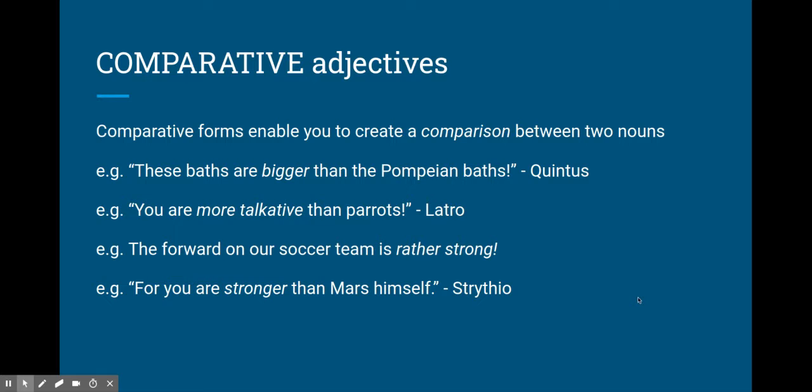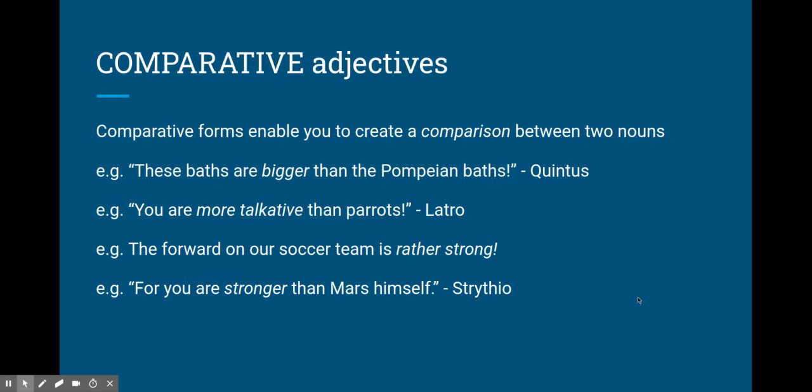In stage 22, we saw Latro talking to his daughters, accusing them, saying, "You are more talkative than parrots." You yourself might exhibit a comparative degree adjective in the sentence, "The forward on our soccer team is rather strong." You also saw Strythio talking to his mate Modestus, and Strythio said, "For you are stronger than Mars himself."